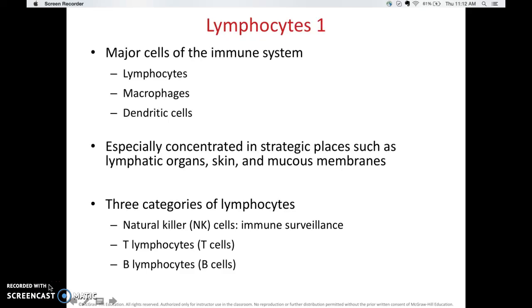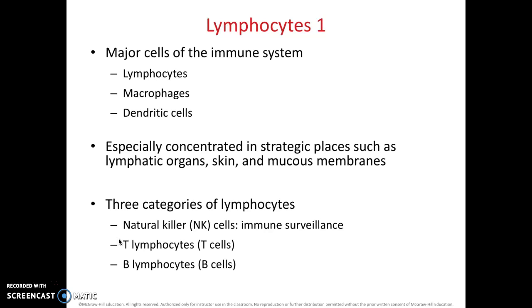Hey, this is our third video on adaptive immunity. We talked about the different classes of adaptive immunity, and then we talked about the antigens and antibodies that mediate adaptive immunity. So now we'll talk about the cells, and I know we talked about a lot of cells during this unit on lymphatics, but the major cells of the immune system that do the heavy lifting are the lymphocytes, the macrophages, and dendritic cells.